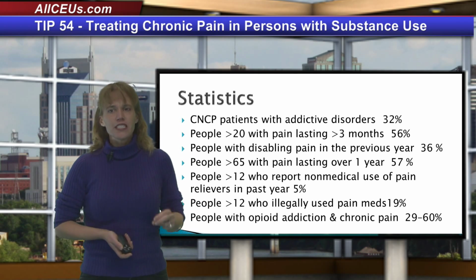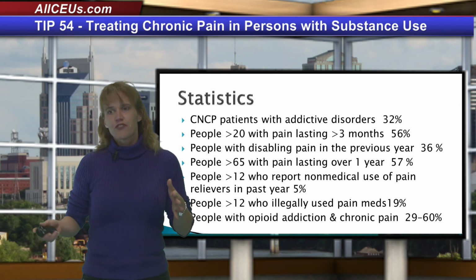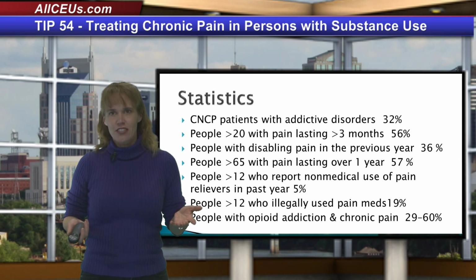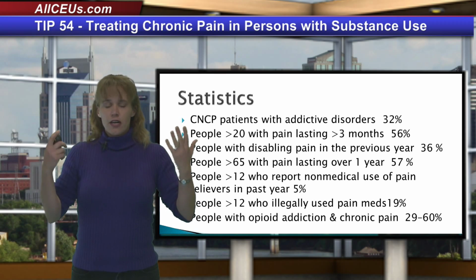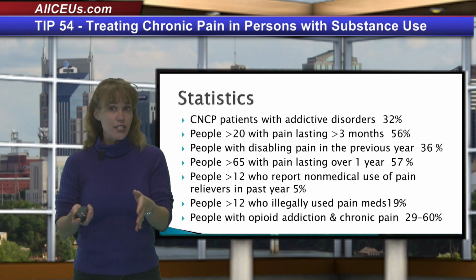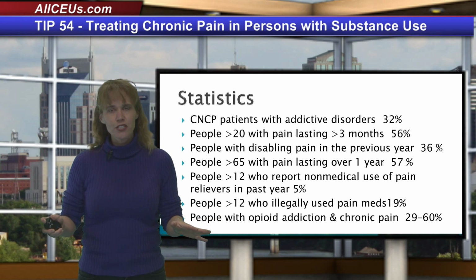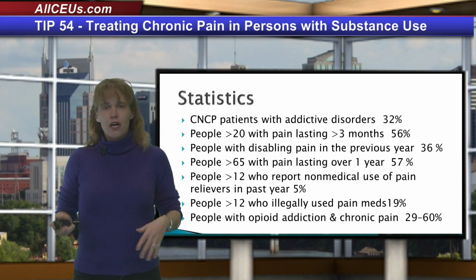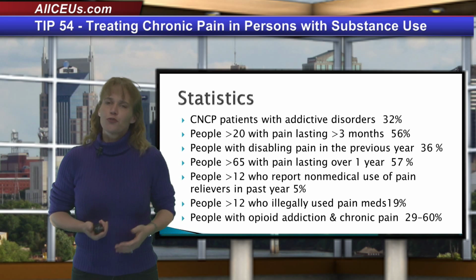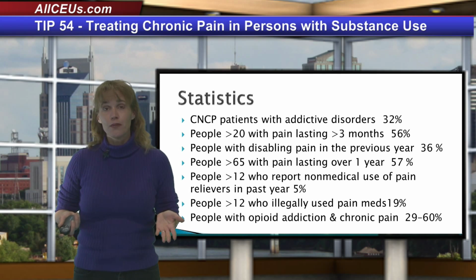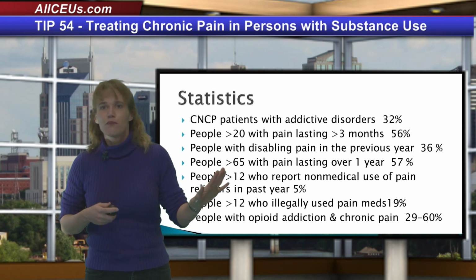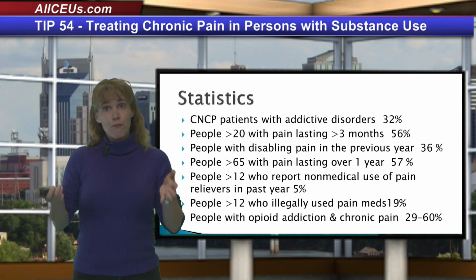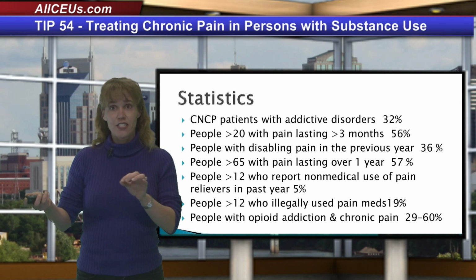And people with opioid addiction and chronic pain range from 30 to 60%, depending on exactly how you ask the question. Now, as far as your quiz for this CEU goes, don't worry about these numbers. You can find these numbers in the tip if you really want to go back and look at them. My point in bringing them up to you was just to show you that this is really a big problem. It's not just 5 or 10% of the people. We're talking 30 to 50% of the people we're dealing with may be dealing with chronic non-cancer pain.